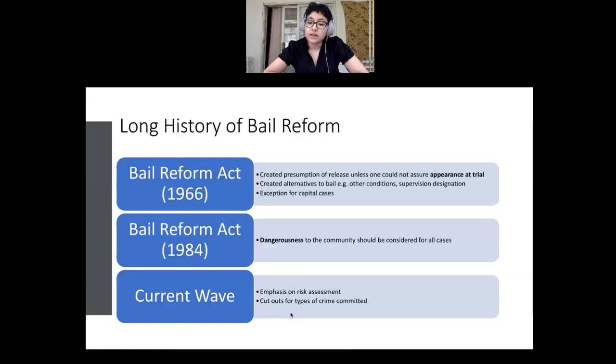And so now in this current wave, there's a lot of emphasis on risk assessments and your likelihood of committing crime while you're out. So there's this preventative aspect that's incorporated, even though people haven't been convicted yet and are being detained prior to their trial. And a lot of people can't post bail. It disproportionately affects people who don't have a lot of income and can't post large amounts of bail, whereas wealthy people can post bail and don't necessarily need to be stuck in jail prior to their trial.